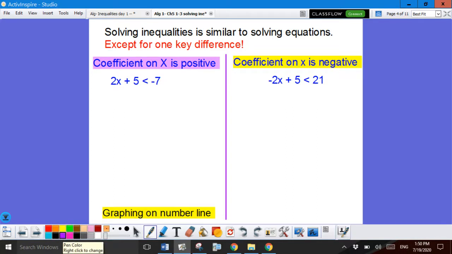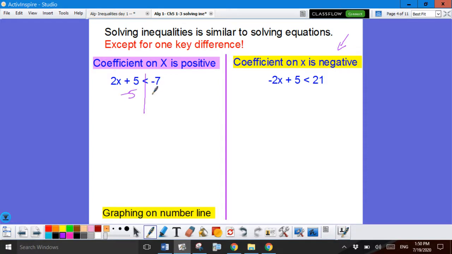So when we are solving equations and when we're solving inequalities, there really is very little difference. There's only one thing that changes, and that is when the coefficient on the x is negative. So we'll get to that in a second. Let's look at type 1, which is when the coefficient on the x is positive. This solves exactly like an equation.